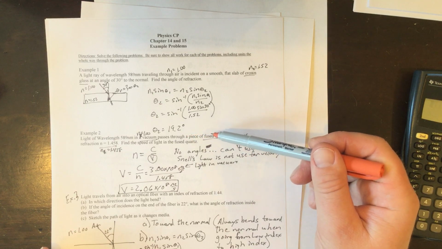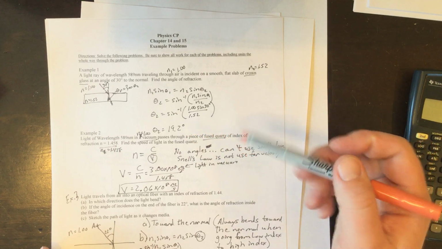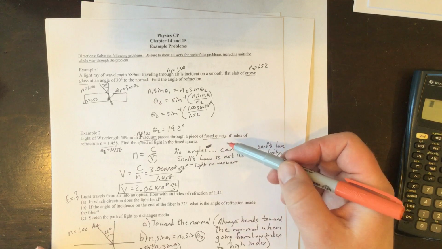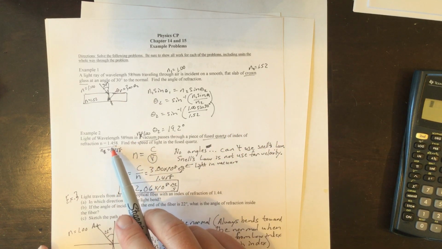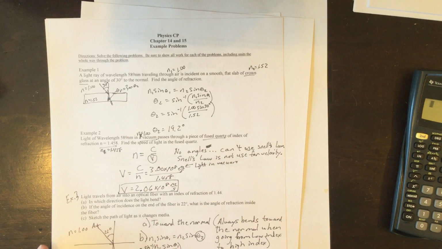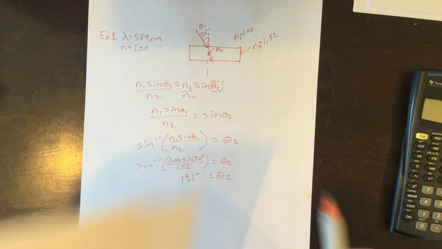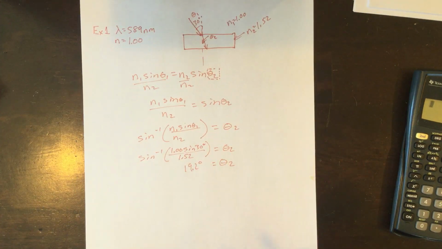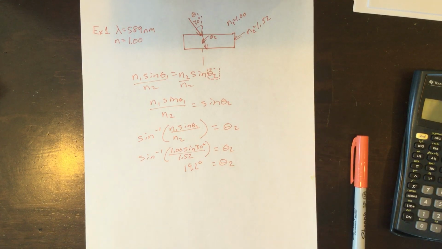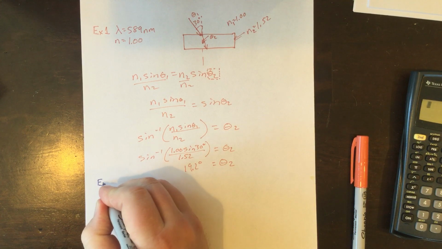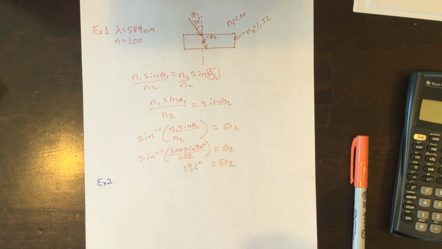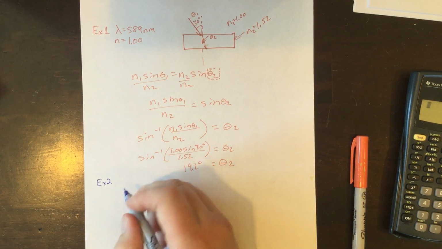It says it passes through a piece of fused quartz, and you're like, what is that? Just find it on the table. And it tells us 1.458 is the index of refraction. Find the speed of light. So the thing about example 2 and how it's different is that the other ones give you angles. If you notice in example 2, it doesn't give us an angle. And it also talks about the speed. What is the speed of light?